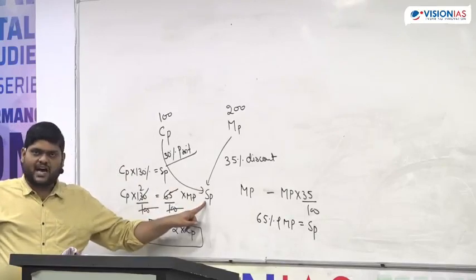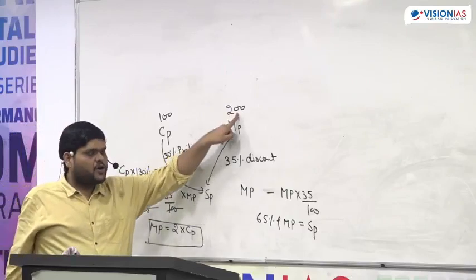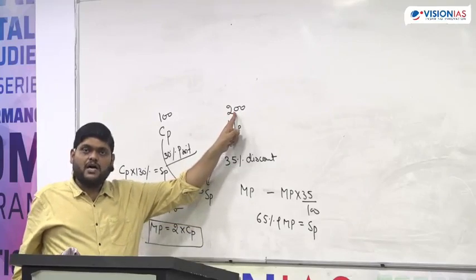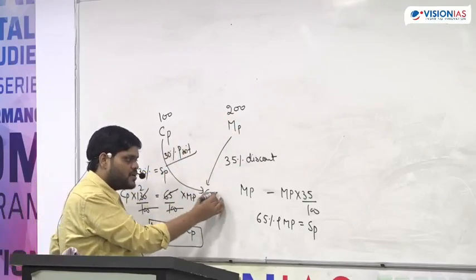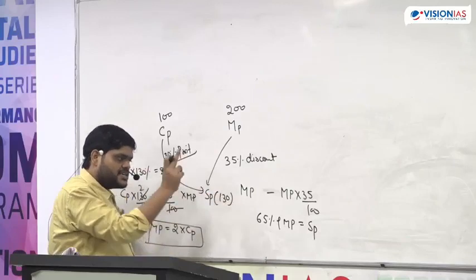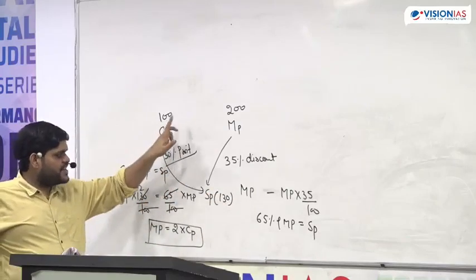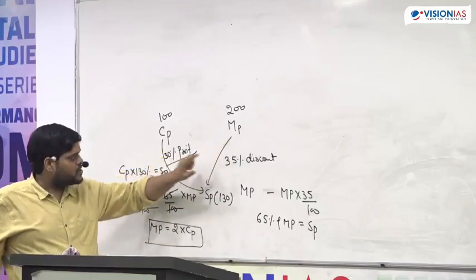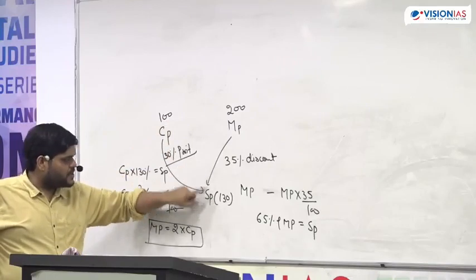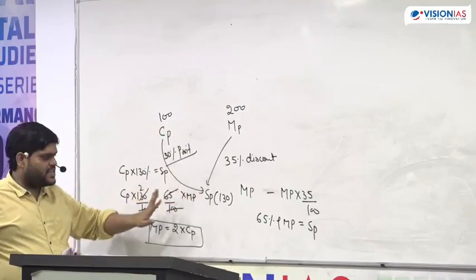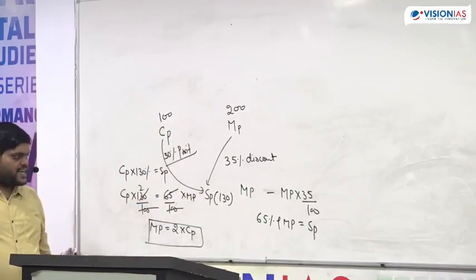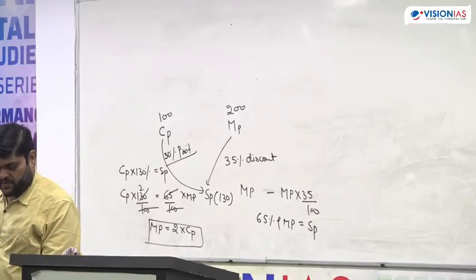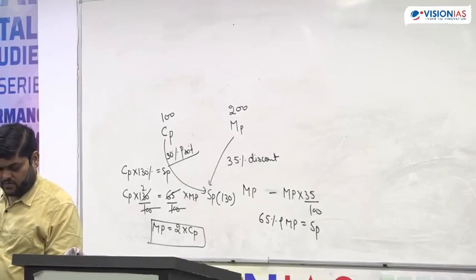What will be the SP now? Give 35% discount on this. 35% of 200 becomes 70. So if I give the discount, the SP becomes 130. Now you can check: this is 100, 200, 130. You are giving 35% discount, still you are earning 30% profit, or not? So you can check these things also. Please see this. If you have a doubt, you can ask right now.